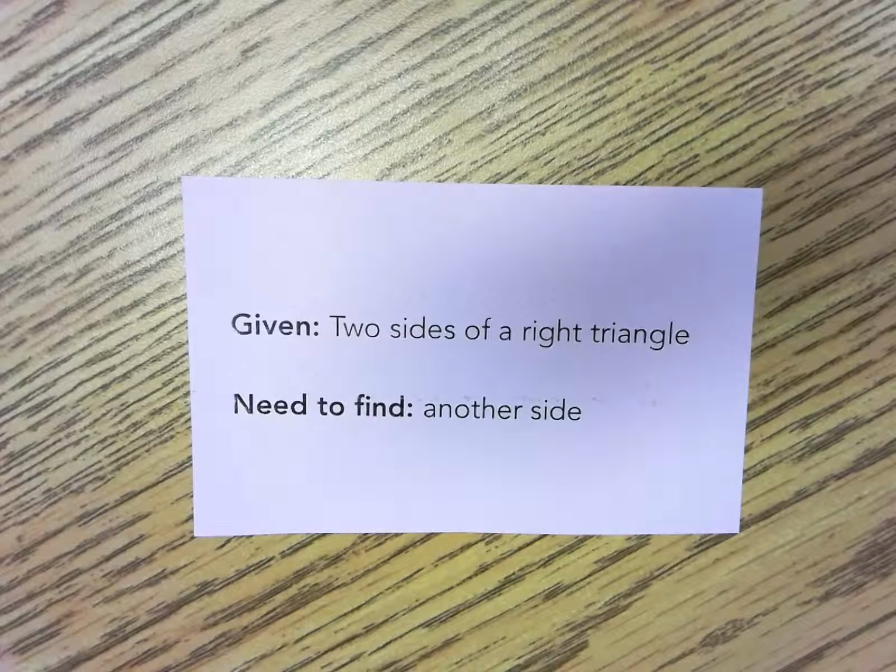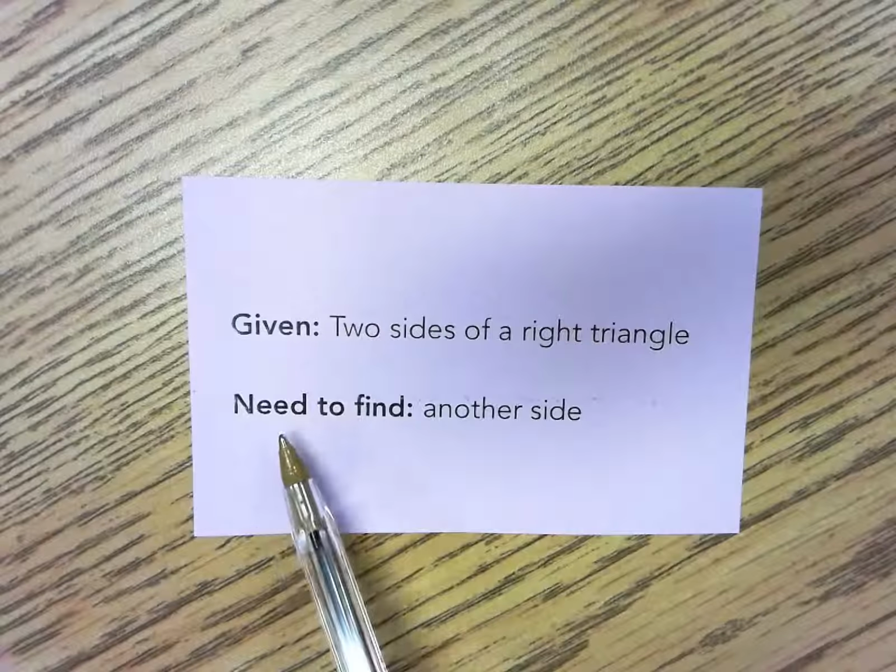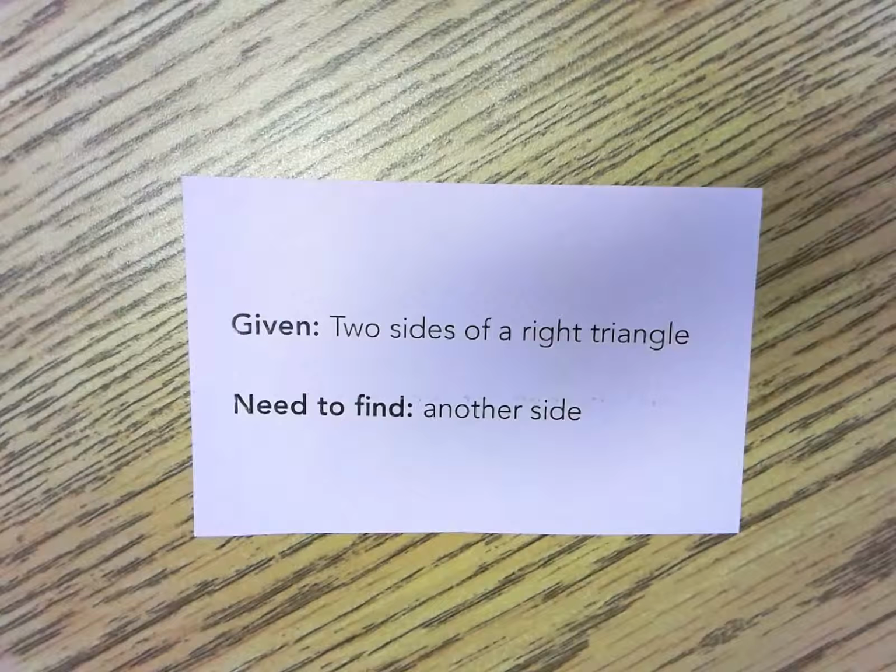At this time, we're going to be going over our flashcards. So go ahead and find the card that you have that says given two sides of a right triangle and need to find another side. I'll give you a few minutes or a couple seconds to do that. Make sure you also have a pencil out.